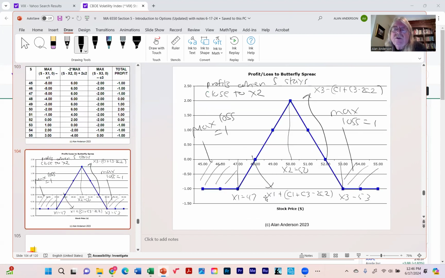Whereas up here, you're saying, well, I'm pretty sure that nothing exciting will happen with this company anytime soon. So I'll just buy a butterfly spread because I expect the price to sort of just float around where it is now.